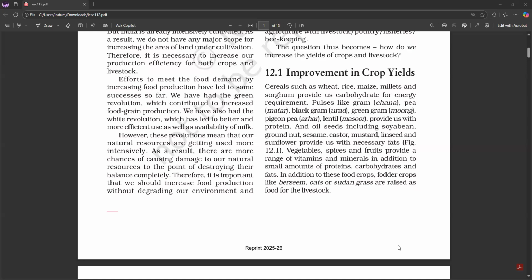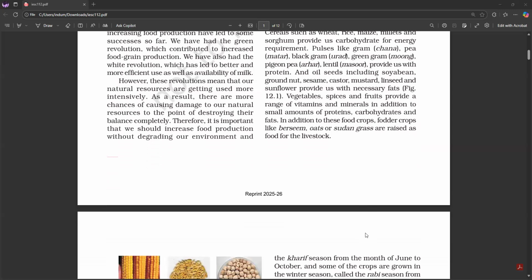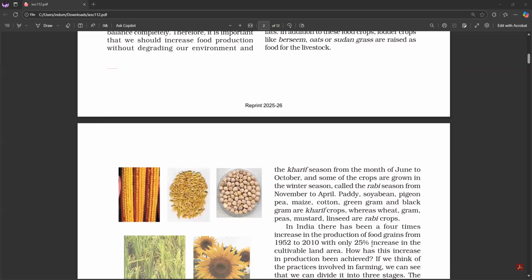Figure 12.1. Vegetables, spices, and fruits provide a range of vitamins and minerals in addition to small amounts of proteins, carbohydrates, and fats. In addition to these food crops, fodder crops like berseem, oats, or Sudan grass are raised as food for the livestock.